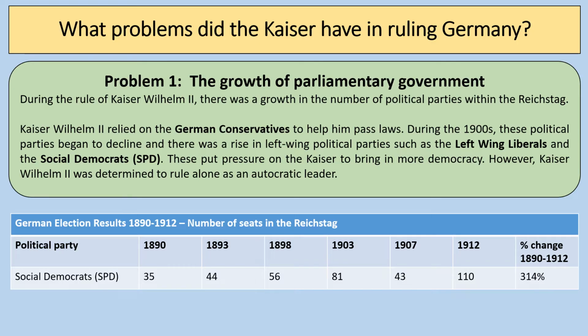And this very much put pressure on the Kaiser to bring in more democracy, but crucially also more laws to try and give the workers what they wanted, as I've said before, in terms of better working conditions, living conditions as well. The Kaiser was pretty resistant to this, but you can see some of the stats there. Huge increase between 1907 and 1912 in terms of the support for the SPD in particular, the Social Democratic Party.